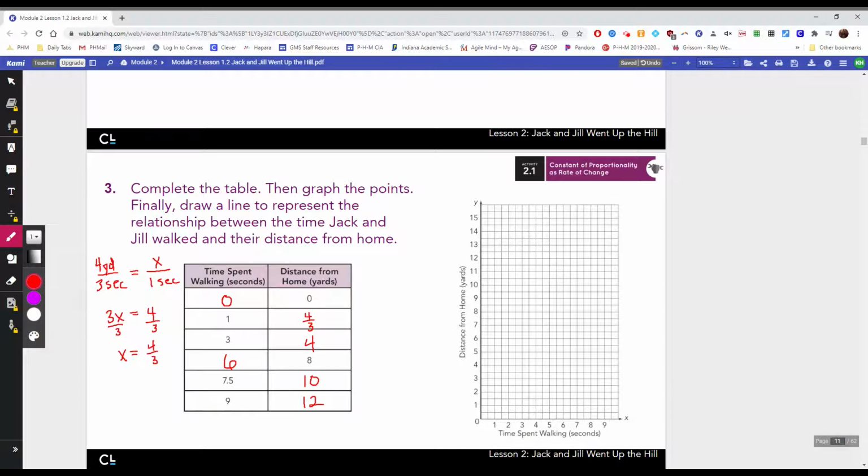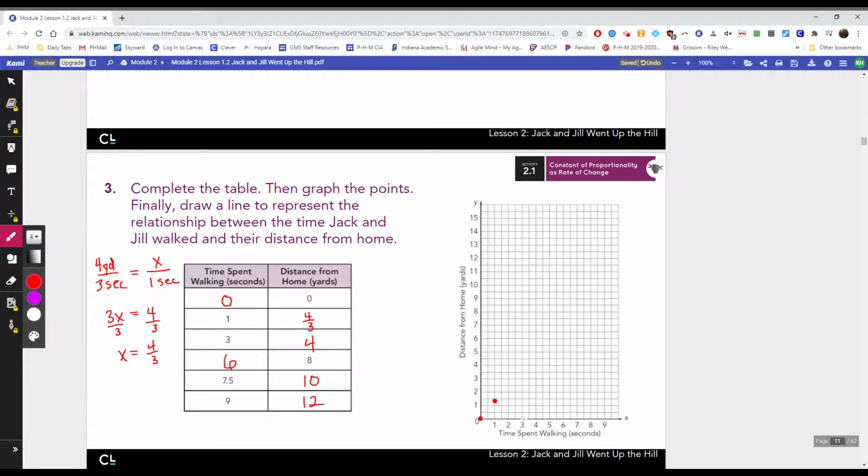Now we're supposed to graph these points. So now we're going to put these points on a graph. So 0, 0, it's right there. 1 and 4/3, and we got to be careful with our units here. So 1 second, 4/3. So here's 1 second. 4/3 is 1 1/3, which is a little less than 1.5. So I'll put it about right there.